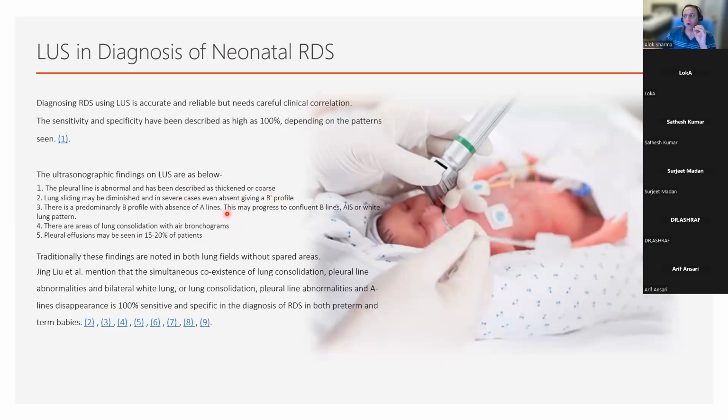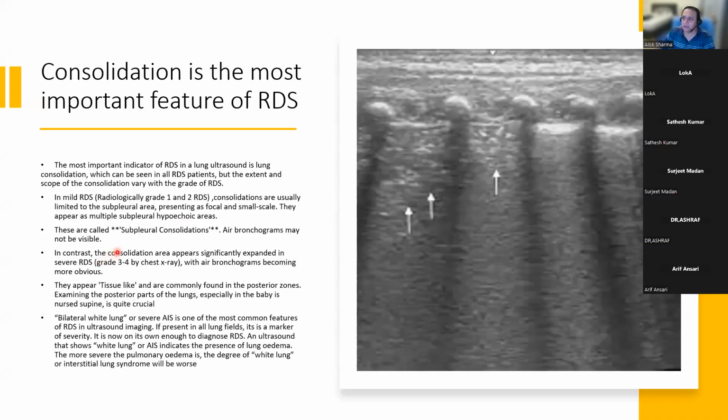But a confluent B profile with alveolar interstitial syndrome and white lung pattern, as I will show you, are very common when RDS is quite severe. The pleural line is described as being abnormal, usually thick, and pleural effusion seen in about 15 to 20% of cases. But a significant differentiating point is the presence of subpleural consolidations.